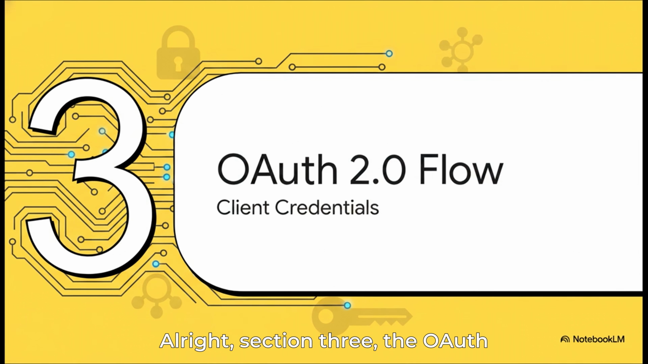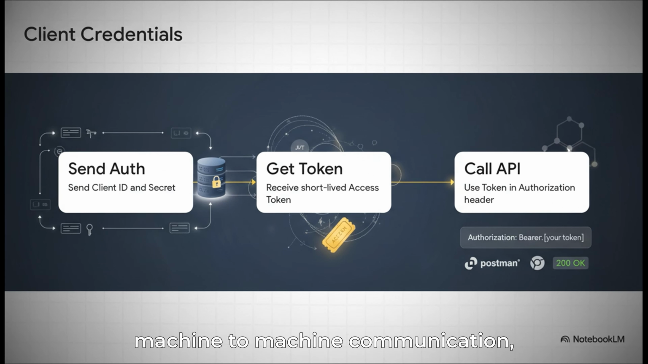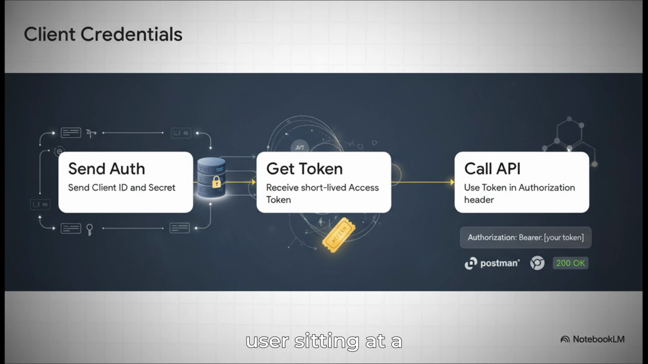All right, Section 3, the OAuth 2.0 client credentials flow. So OAuth 2.0 has several grant types, but the client credentials flow is the absolute standard for server-to-server or machine-to-machine communication, where there's no human user sitting at a keyboard typing in a password. Here's how it plays out. Step 1. Your backend service sends its client ID and client secret over to the authorization server. Step 2. The server validates those credentials and shoots back a short-lived access token, which is usually a JWT.